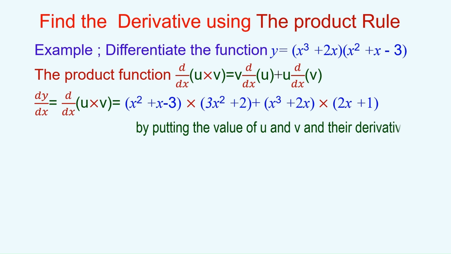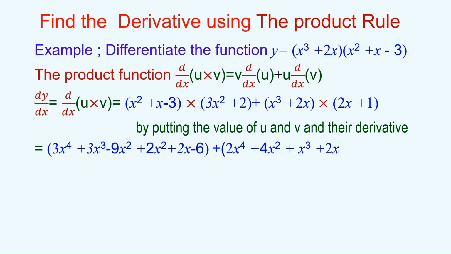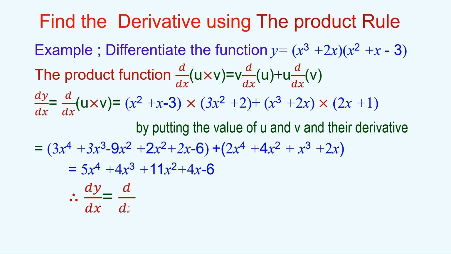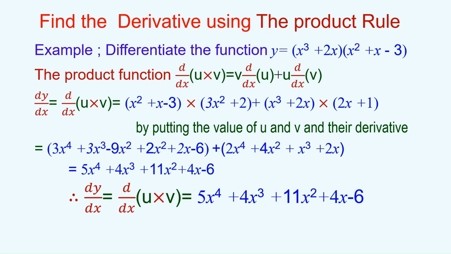By putting the values of u and v and their derivatives, it equals 3x to the power of 4 plus 3x cubed minus 9x squared plus 2x squared plus 2x minus 6 plus 2x to the power of 4 plus x cubed plus 4x squared plus 2x, which equals 5x to the power of 4 plus 4x cubed plus 11x squared plus 4x minus 6. Therefore dy/dx equals d/dx of u times v equals 5x to the power of 4 plus 4x cubed plus 11x squared plus 4x minus 6.